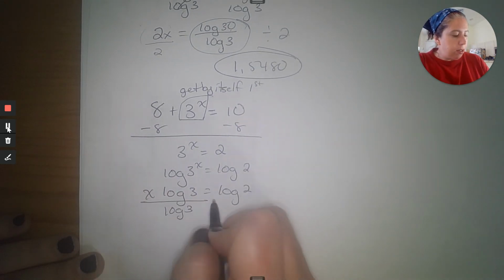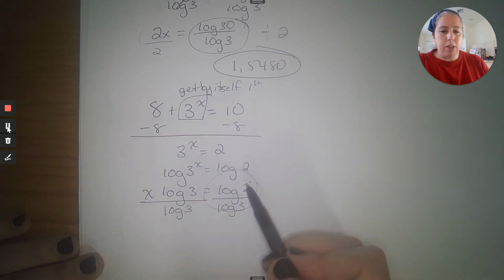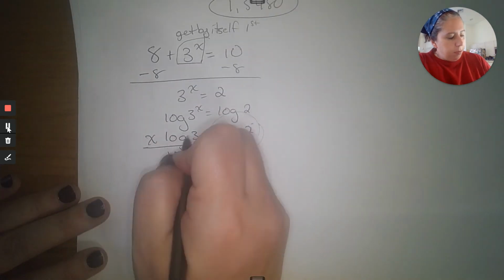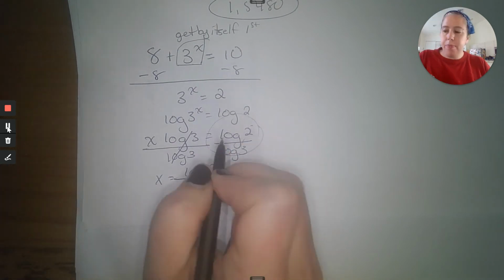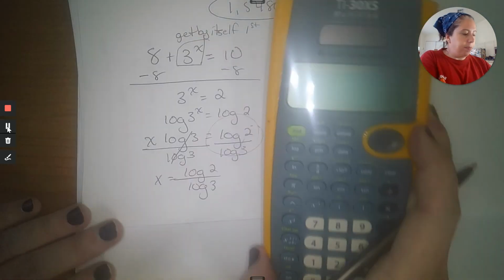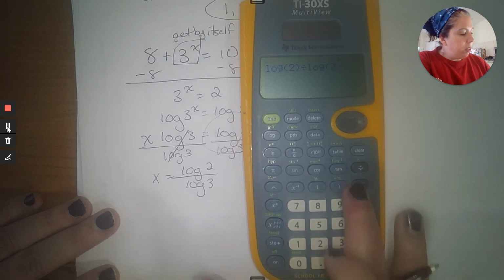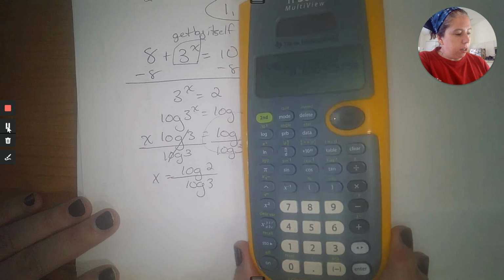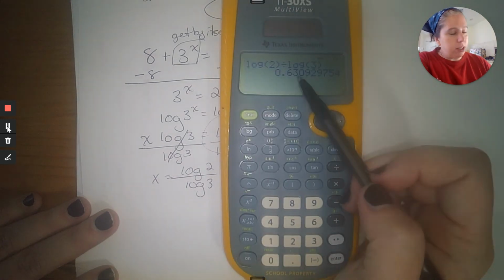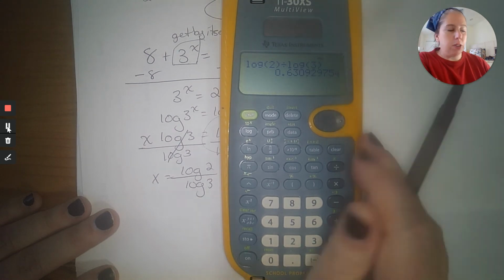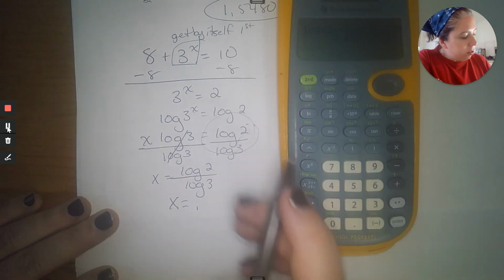Divide both sides. Okay. Don't worry about the smaller ones on top. It's okay. These cancel, so I got x equals whatever the log of 2 is divided by the log of 3. Okay. So log 2, close the parentheses, divided by log 3. Close parentheses. All right, so we got 6309, behind the 9 is a 2, so this is going to stay. So x is going to be 0.6309.